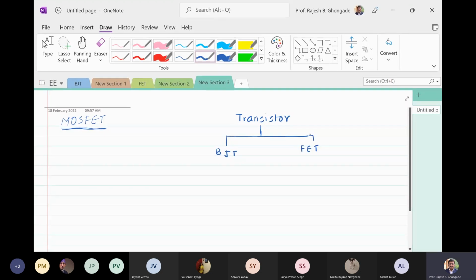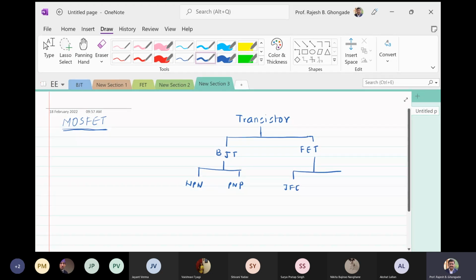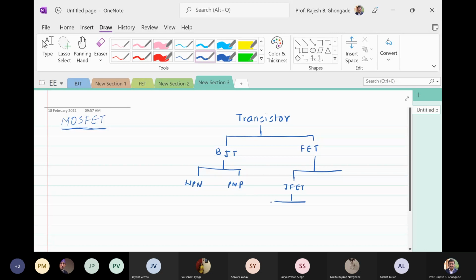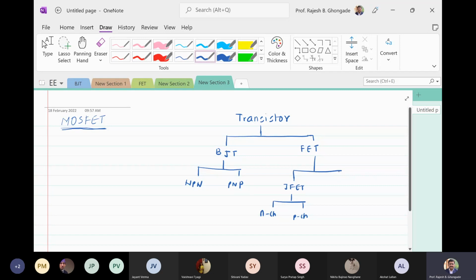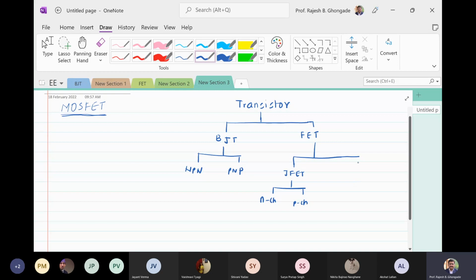Okay. So the basic difference is that BJT is a current control device, FET is a voltage control device. In BJT, we have NPN and we have PNP device. Okay. In FET, we have JFET basically, and this JFET is again N channel and P channel. Okay. Now another branch of this field effect devices is the MOSFET.